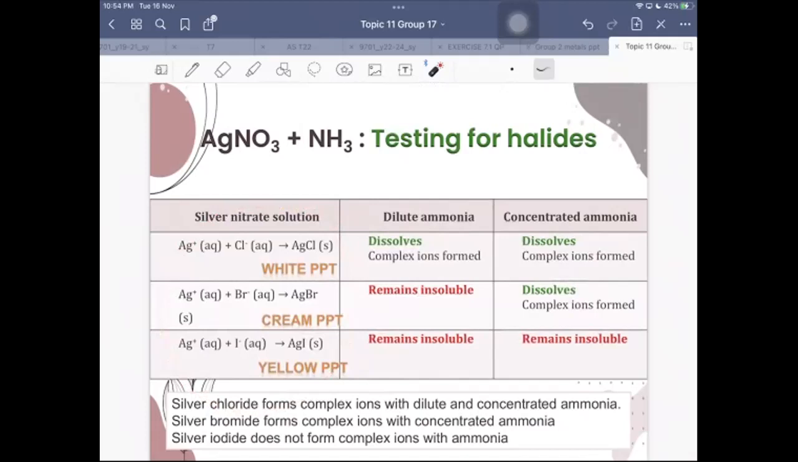Okay, so what happens is that your silver chloride will dissolve. Your white precipitate will dissolve in both dilute and concentrated. Your silver bromide will dissolve only in concentrated ammonia, and your silver iodide will not dissolve in either type of ammonia. Okay, so basically what happens is that when they dissolve, complex ions are formed. Now, earlier on in your learning objective, they mentioned that you don't have to learn about the formula, okay? But there's actually a complex, we call it a complex ion. You learn about complex ions next year for your A2 syllabus, okay?